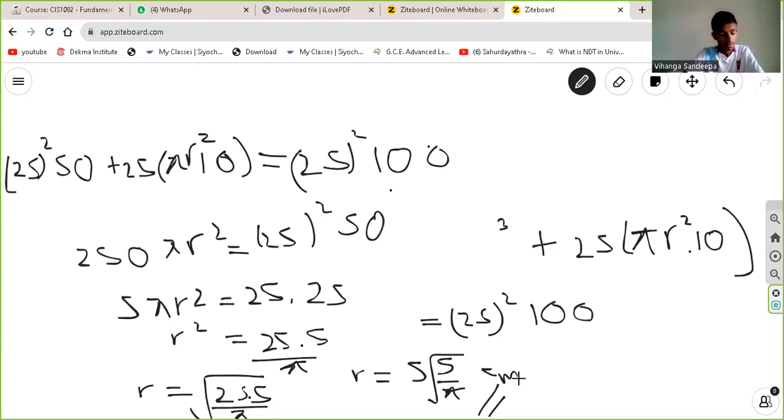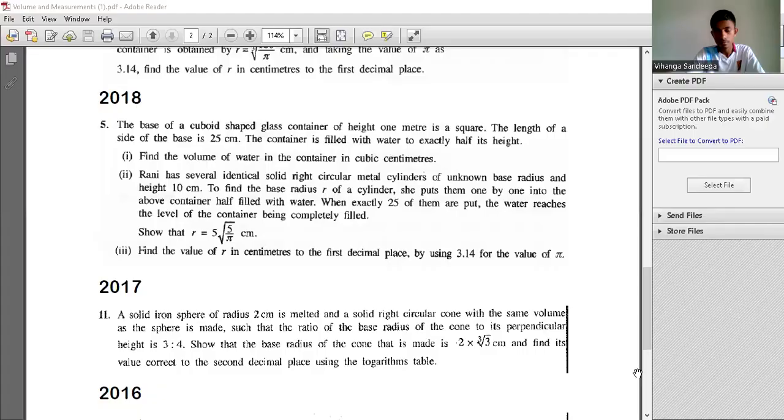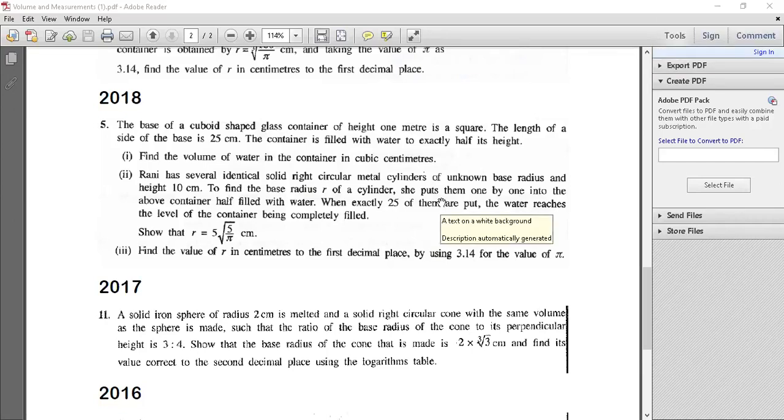Then the question in the 2017 paper. Read that.